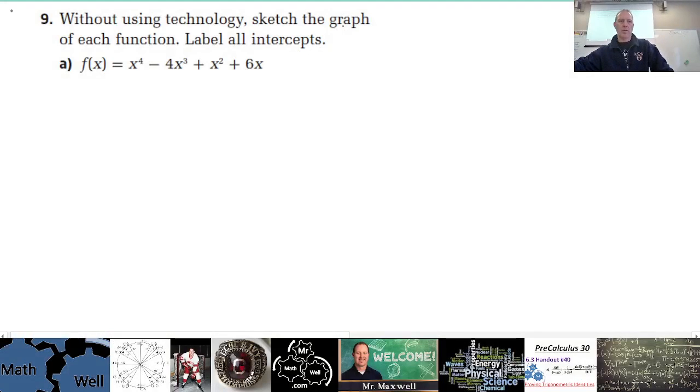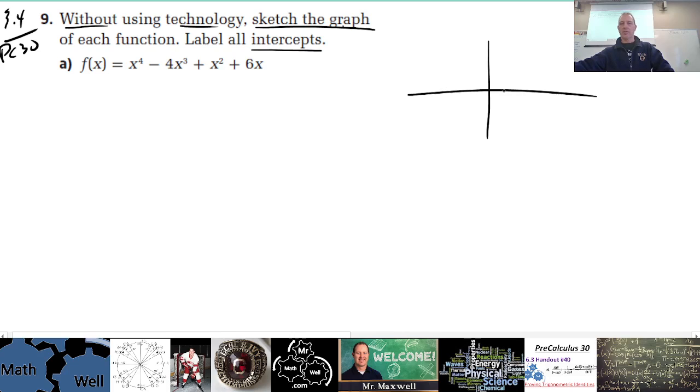Okay, 3.4, number 9, PC 30. Okay, so this is a culmination. This kind of has everything from the chapter all into one question here, right? So without technology, so you're not just graphing this on the graphing calculator, sketch the graph, label all intercepts. So we want x-intercepts over there and a y-intercept, okay? And in sketching, you're going to want to know also end behavior and zero behavior, okay?